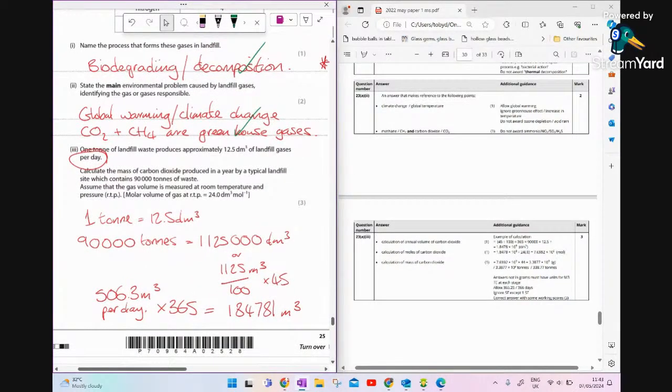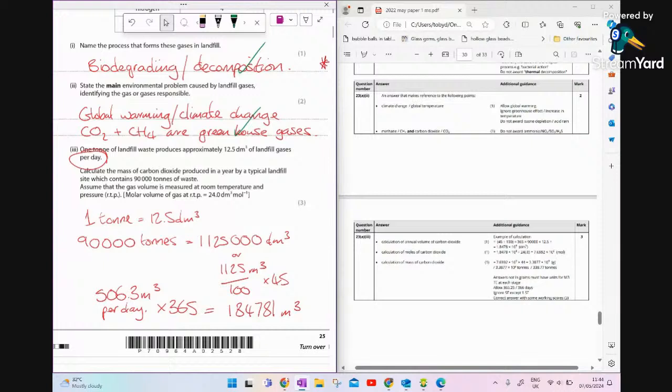What did I do? 1 ton of landfill produces 12. I did something weird. So, calculate the annual volume. From 1 ton produces 12 times 90,000. I did that. Have I got the right number? No, I definitely haven't got the right number. I've got totally the wrong number. Where did I go wrong?